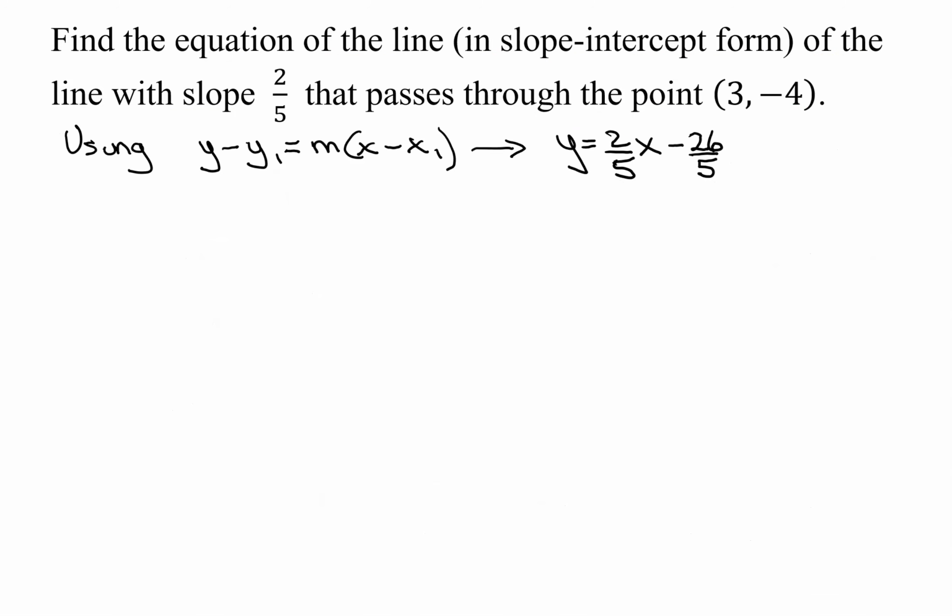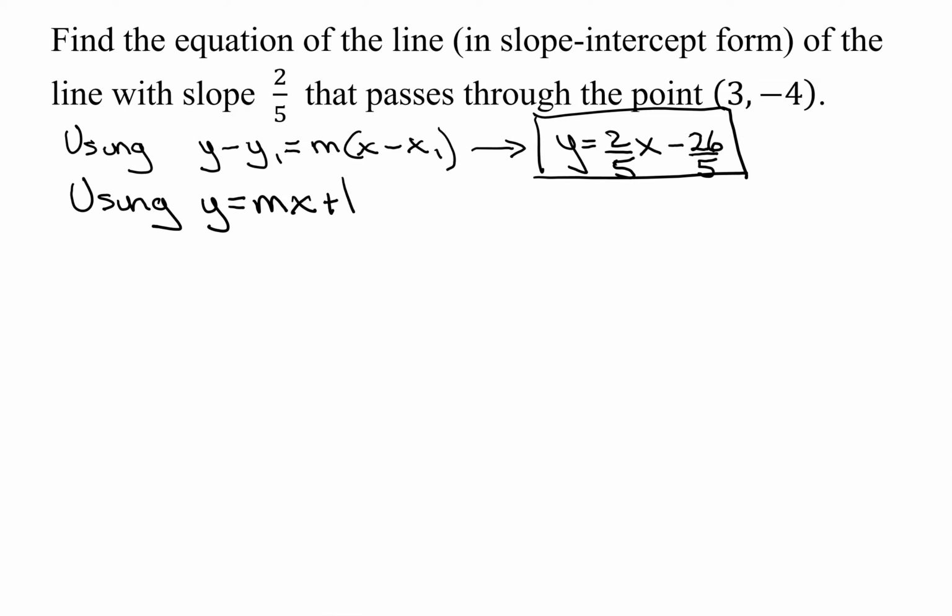This is what I got from the previous work using method 1. And so now I'm just going to use y equals mx plus b, the slope-intercept form of the line. And what I do when I use that is I first of all plug in the value for m. So I get y equals m, which is 2/5, times x plus b. Now what I'm going to do is use the point (3, -4). And this is going to be my x value. This is my y value.